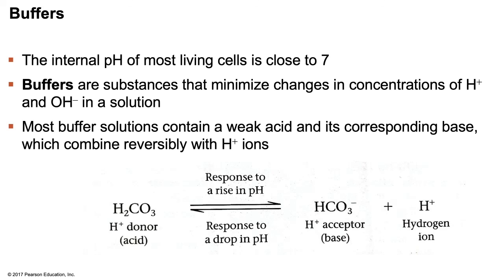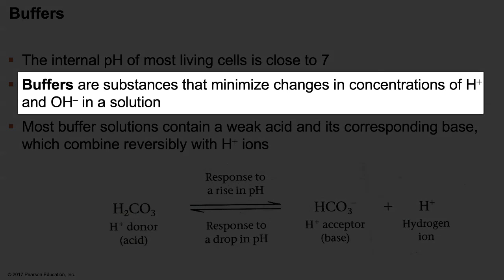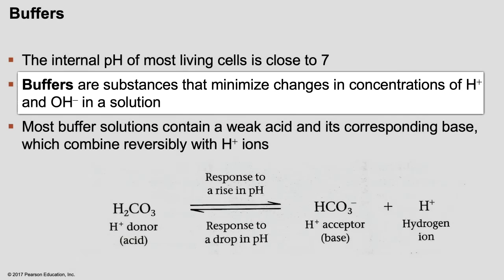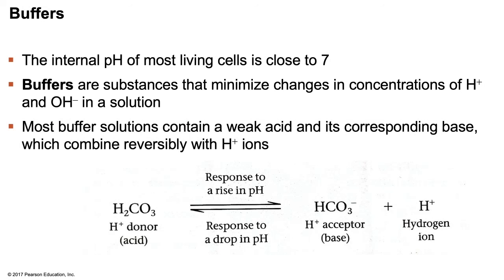The last thing we need to discuss is buffers. The internal pH of most living cells is close to 7, and it's vital that they remain that way. Buffers are just substances that have the ability to minimize change in concentrations of H plus and OH minus in a solution. Most buffer solutions contain a weak acid and its corresponding base, which combine reversibly with hydrogen ions.